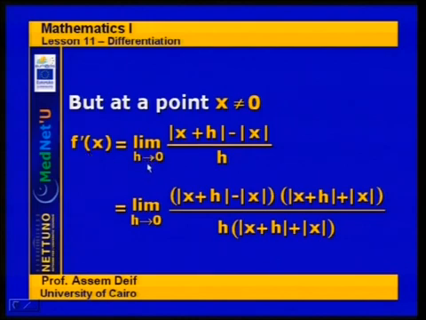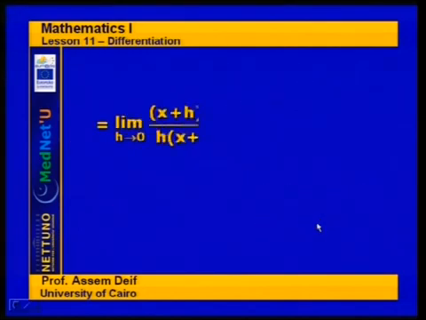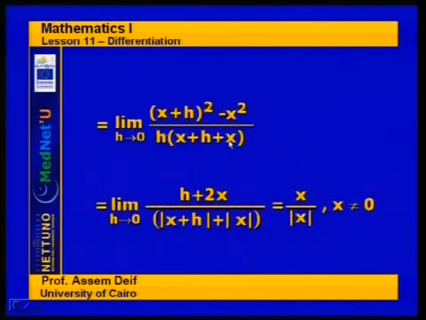f prime of x is equal to the limit when h tends to 0 of mod x plus h, the same formula we used before, minus mod x, over h, and then this is simple algebra. We multiply by the conjugate, and you subtract terms of x square, and you divide by h. Here you have 2h, and you end up with what? Mod x over mod x, or mod x over x when x is not equal to 0. So actually this represents the derivative of mod x at any value of x. It's equal always to mod x over x, or x over mod x, with the exception of x equal to 0. So this function is differentiable except at x equal to 0.